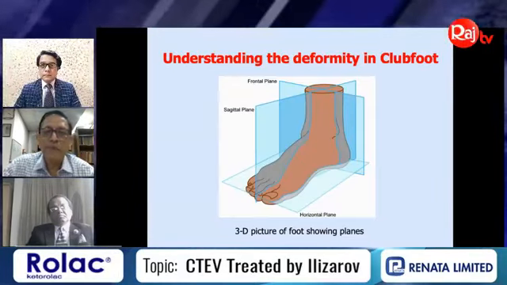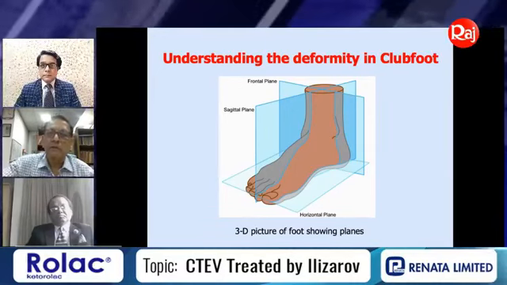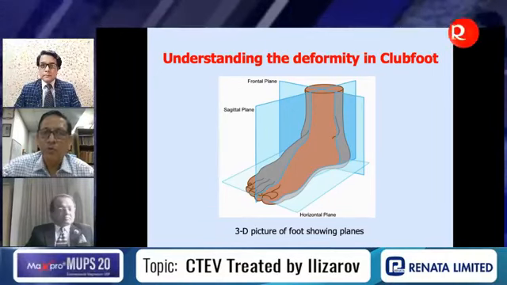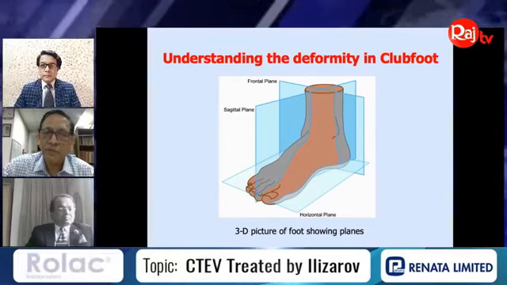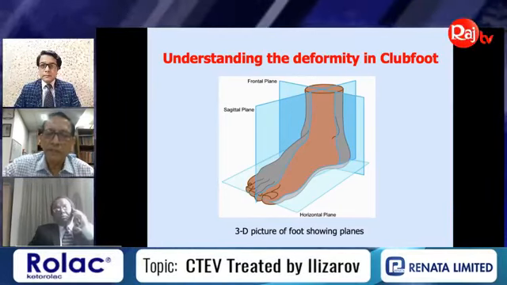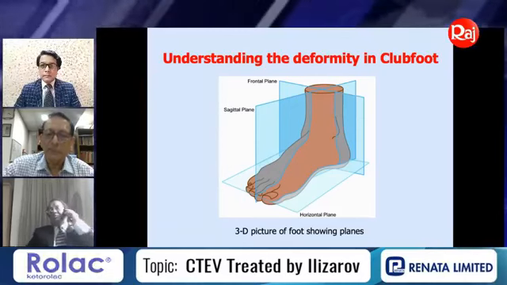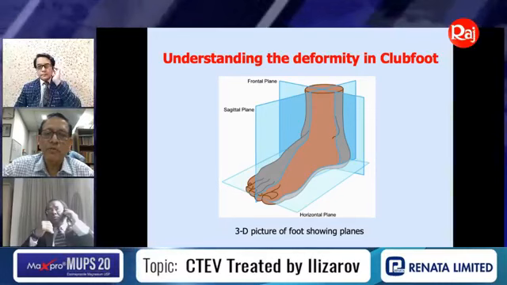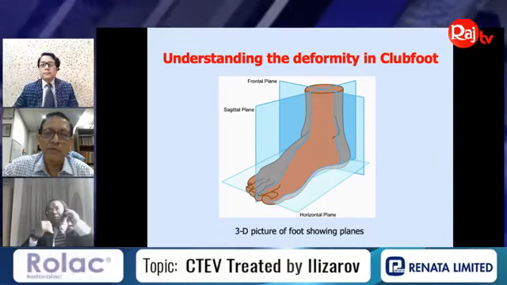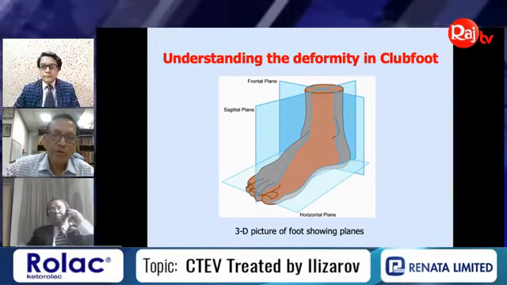So before we start the club foot, we should know it by three angles. From the frontal plane we should see, and the sagittal plane, and from the horizontal plane. This concept one has to make in your mind, otherwise it's very difficult to treat the club foot deformity.